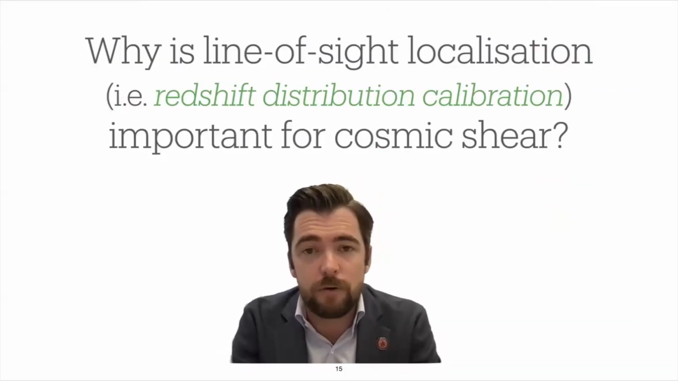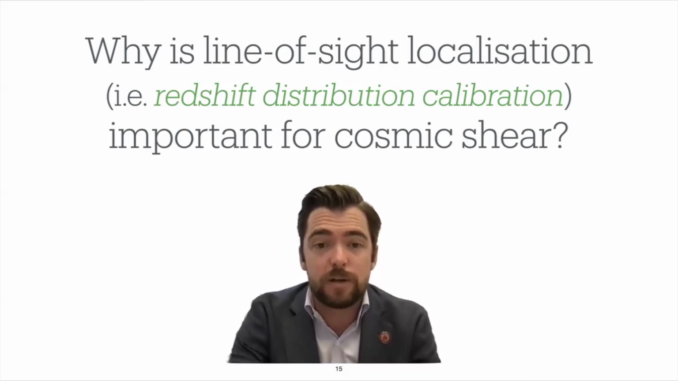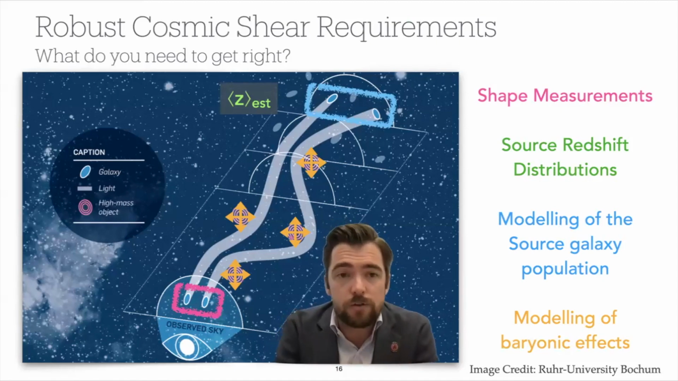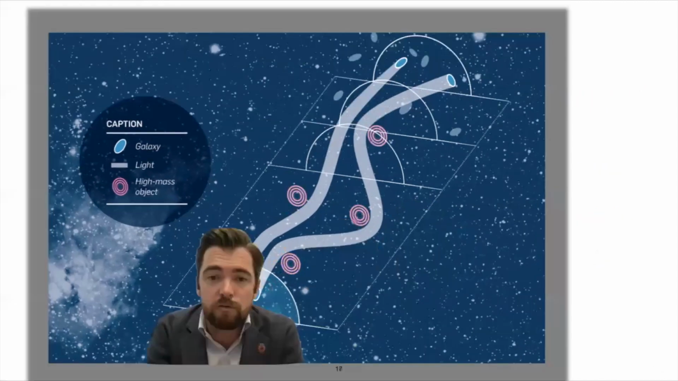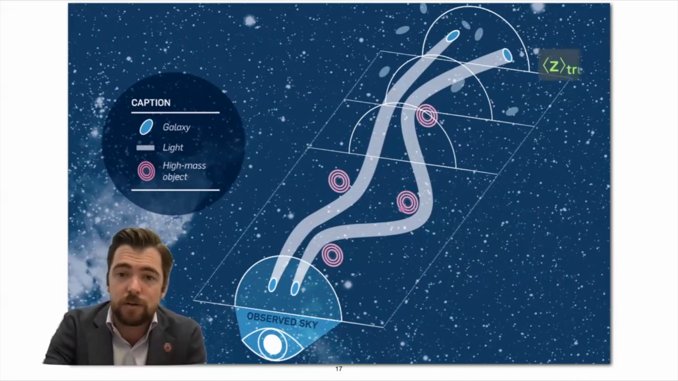And I'm going to now focus on why line of sight localization, that is the estimation of the redshift distributions and the calibration of those redshift distributions, is so fundamental for cosmic shear. And so we go back again to our world's smallest cosmic shear survey, one you can see here on your screen. And I'm now going to use this as a demonstration of why understanding the photometric redshift distribution of your source galaxies is so vital to the measurement of cosmology with cosmic shear.